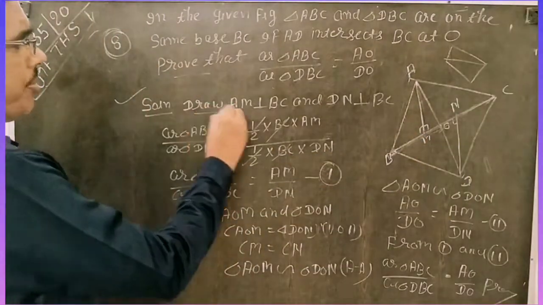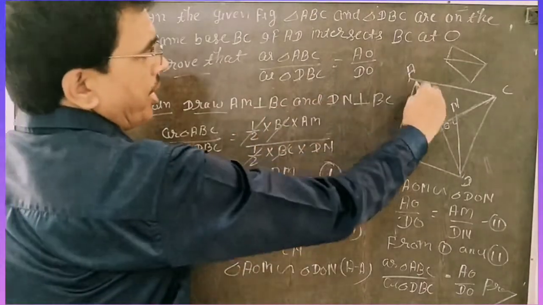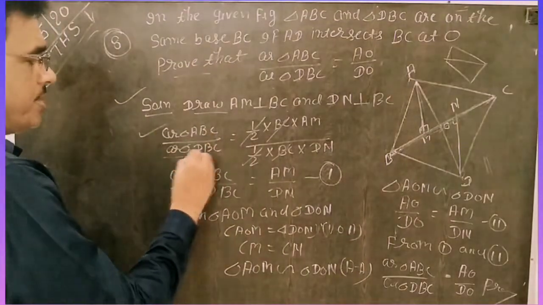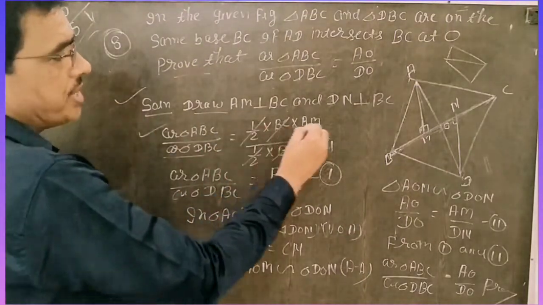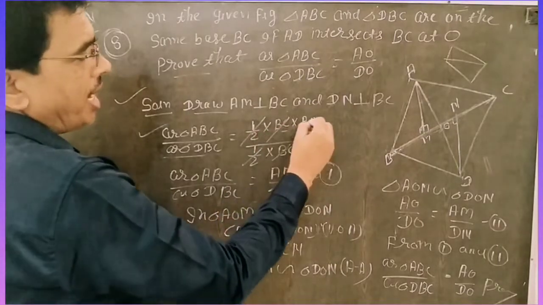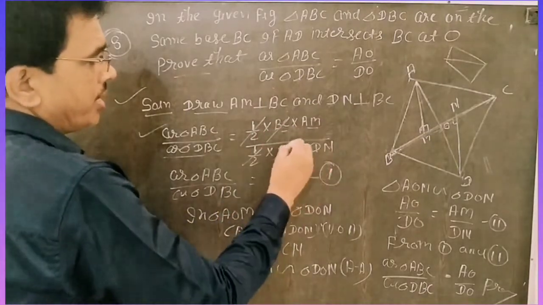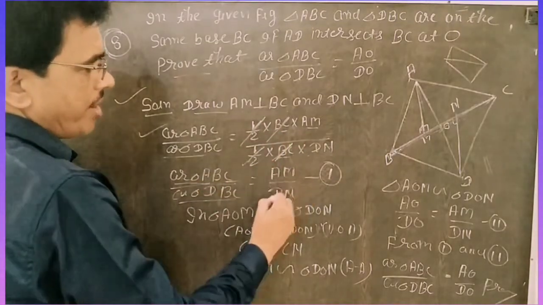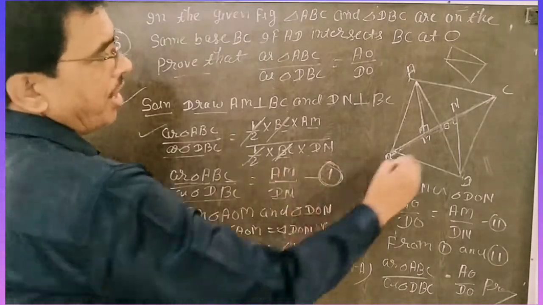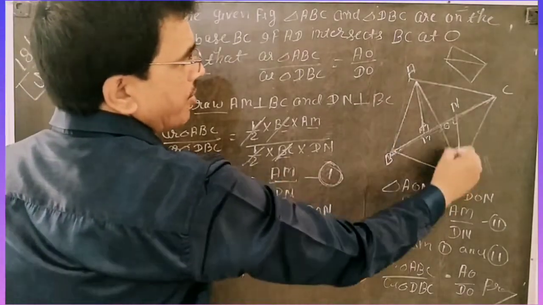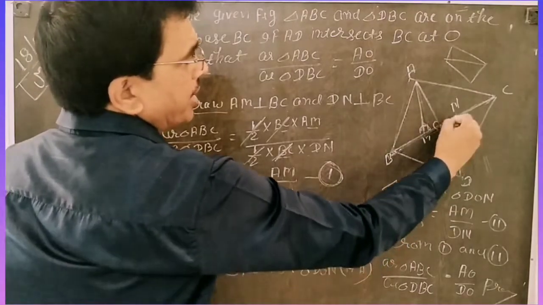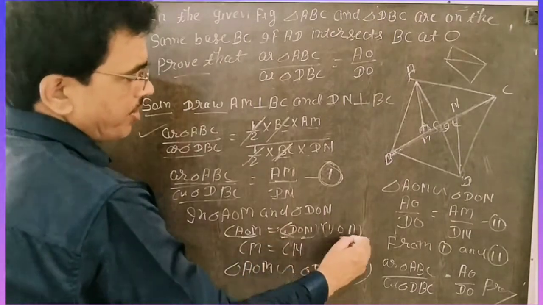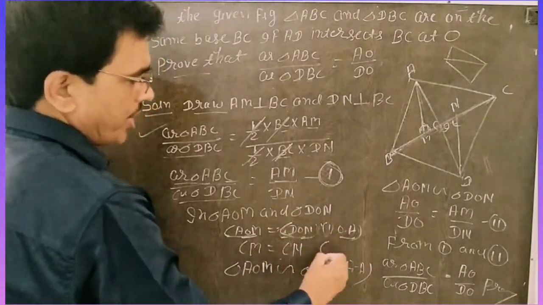First we draw perpendicular AM to BC and DN to BC. So area of triangle ABC by area of triangle DBC is equal to half into base into height. So 1 by 2 into base BC, height AM, by 1 by 2 into BC into DN. BC cancel, half cancel. So area of triangle ABC by DBC is equal to AM by DN. It is equation first. Now find the relation between angle AOM and angle DON. Here is vertically opposite angle and here is 90. So we write angle AOM is equal to angle DON. This is vertically opposite angle and angle AMO is equal to angle DNO, that is 90.